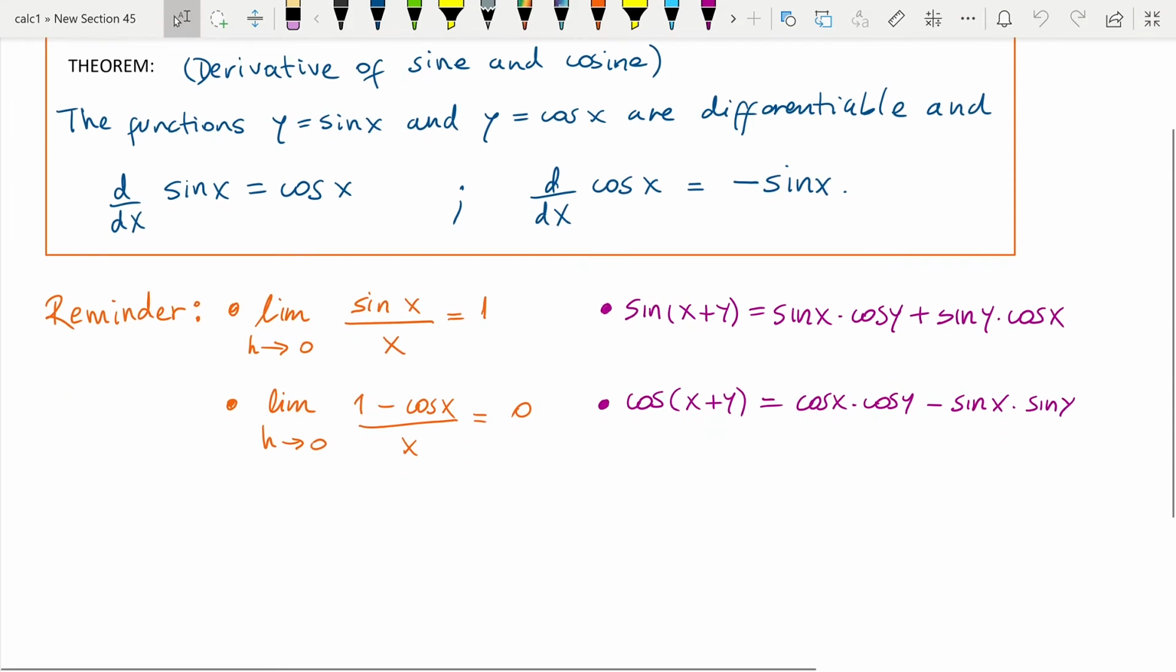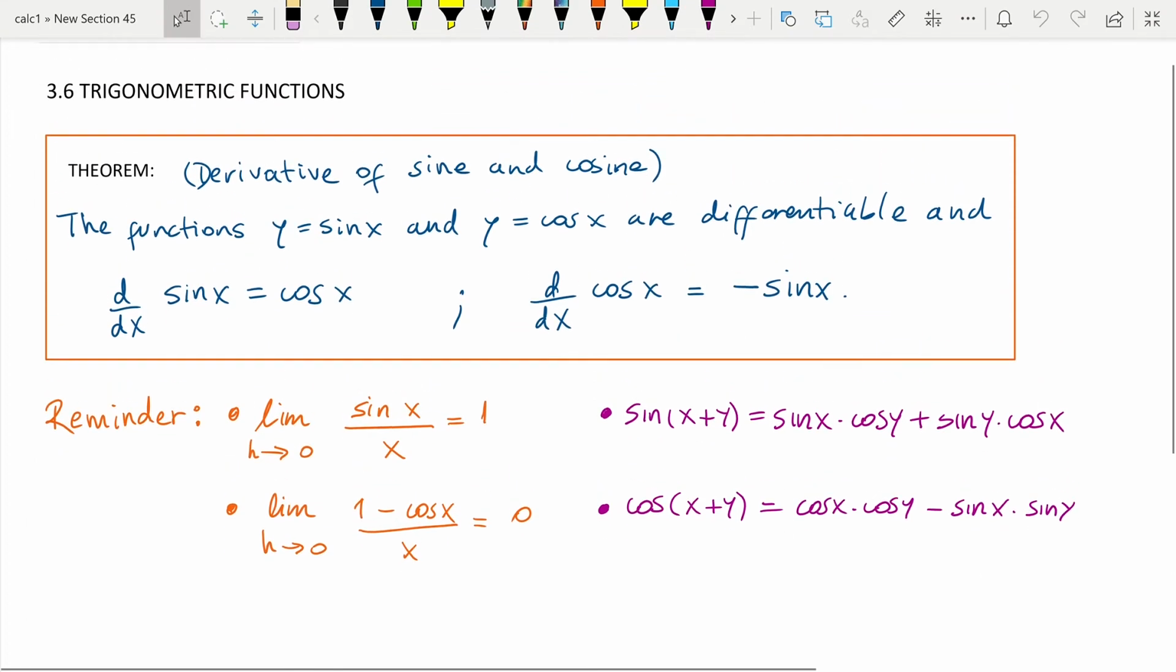Okay, so we're on to section 3.6, trigonometric functions. And the theorem just gives us the derivatives of sine and cosine. And with these two, we'll be able to derive the derivatives of tangent, cotangent, secant, cosecant by simply applying the rules that we learned before for the first exam, namely the quotient rule.